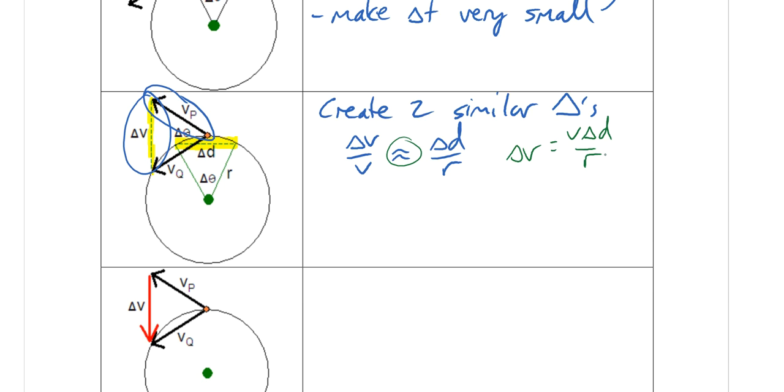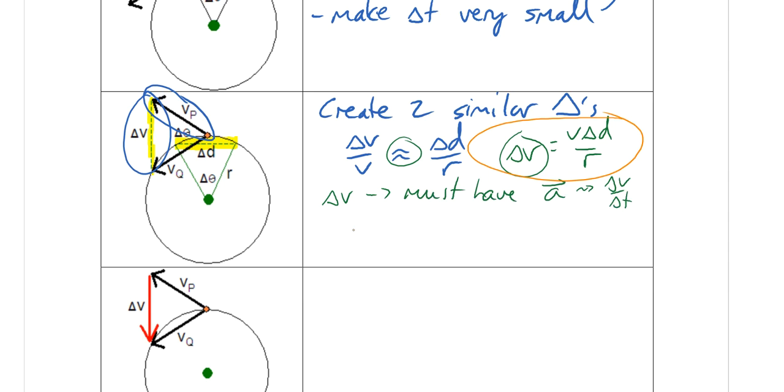All right? Seems kind of weird, but that's just the way it is. So because we have a change in v, we must have an acceleration. And the basic way to calculate acceleration, of course, is change in v over change in t. So if I take my expression for change in v, which is right here, my acceleration would be that expression, delta d divided by r, divided by time.